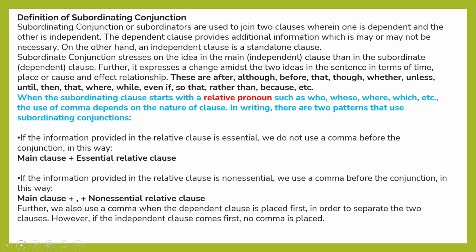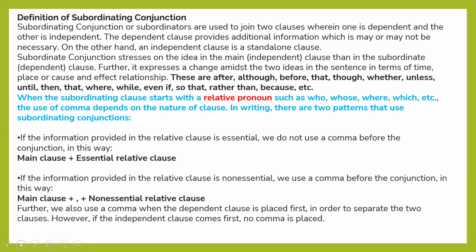Definition of subordinative conjunction. We have learned quite a lot about the subordinative conjunction and its types. When the subordinative clause starts with relative pronouns such as who, whose, where, which, etc., the use of a comma depends on the nature of the clause. In writing, there are two patterns that use a subordinative clause. Relative clause, I will make a separate video.